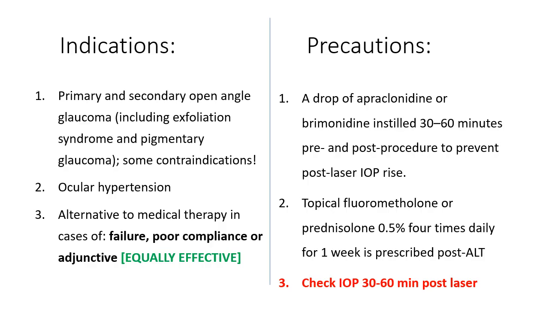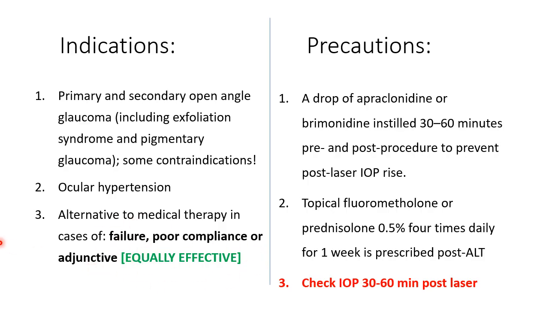That is self-explanatory. Now, indications of laser trabeculoplasty: primary and secondary open-angle glaucoma, including exfoliation syndrome and pigmentary glaucoma. Now, there are some relative contraindications, where you cannot visualize the angle properly. Obviously, you will not do a laser in cases such as patients of ICE syndrome, or patients with an extensive peripheral anterior synechiae, all 360 degrees, a completely closed angle. Obviously, you cannot see the structure, so you're not going to do a laser, right? So these are obviously very logical things. Then ocular hypertension, an alternative to medical therapy in cases of failure, poor compliance, or adjunctive.